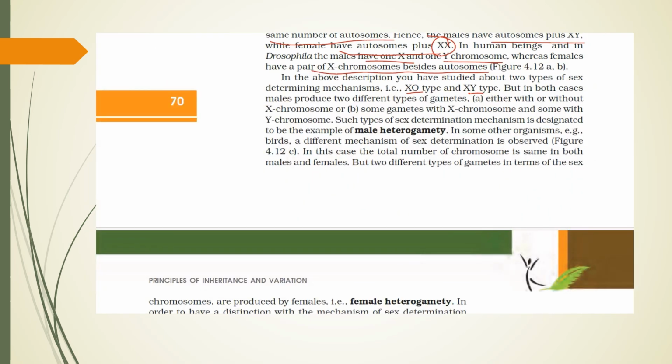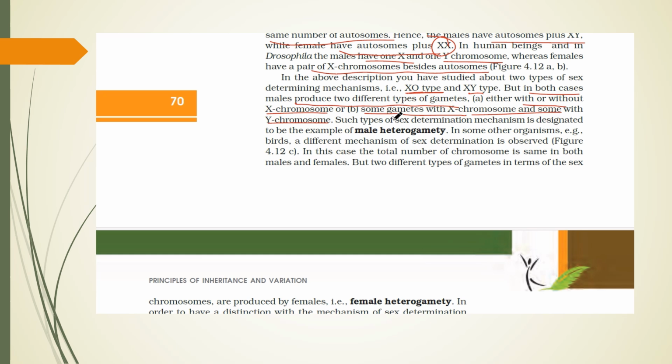Now we have already discussed the XY type of sex determination, and XO type also, which was present in insects. In both cases, the male produces two different types of gametes: either with or without an X chromosome, or some gametes with only an X chromosome and some with a Y chromosome.